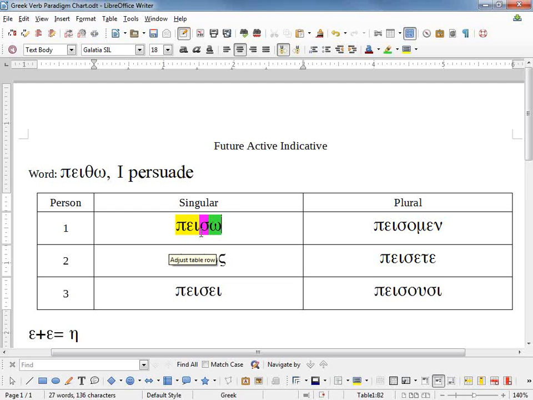Okay, so this one here is I will persuade. This one here is you will persuade. Here is he, she, it, or Charles Barkley will persuade. Okay, here is the plural. The first person plural is we will persuade. Then you all will persuade. Y'all, right? Y'all, very good. And they will persuade, or the students will persuade, or the teachers will persuade.